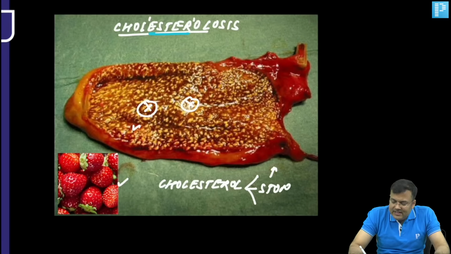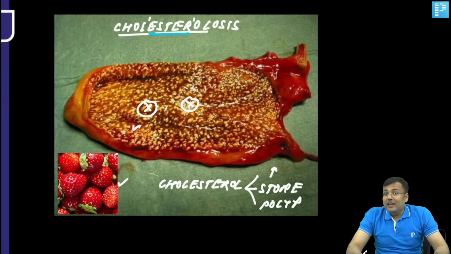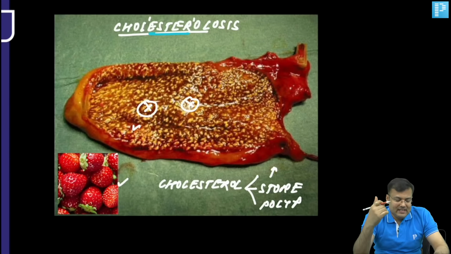Which type of stone is there? Cholesterol gallstone. Which type of polyp is there? Cholesterol polyp. Easy. What is the treatment? If patient is having symptomatic gallstone, we go for lap cholecystectomy. So, what is the treatment, guys? Lap cholecystectomy.